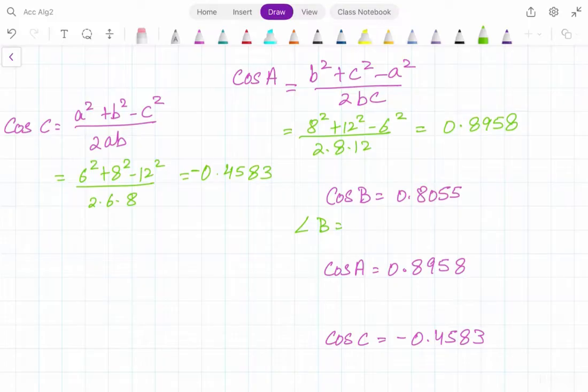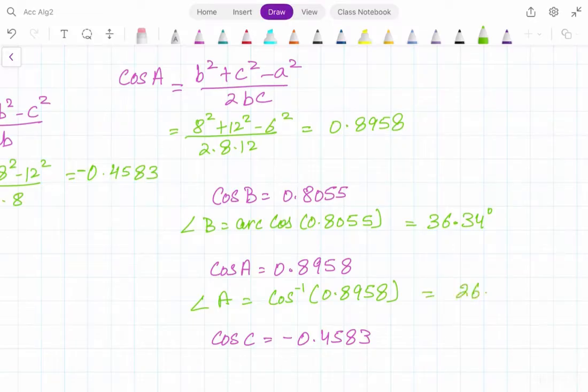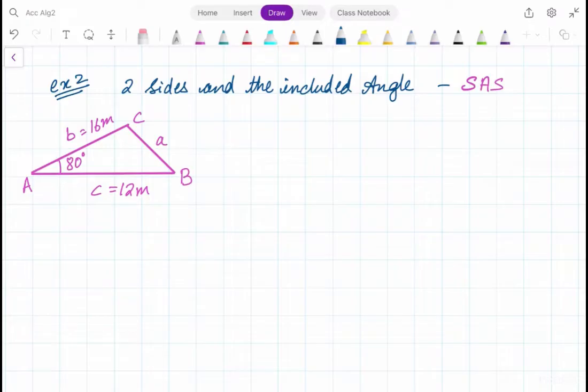Okay. Now angle B after taking arc cos will give you approximately 36.34 degrees. Angle A after taking cos inverse will be 26.38 degrees, and angle C after taking cos inverse will be 117.28 degrees. Let's take another example.